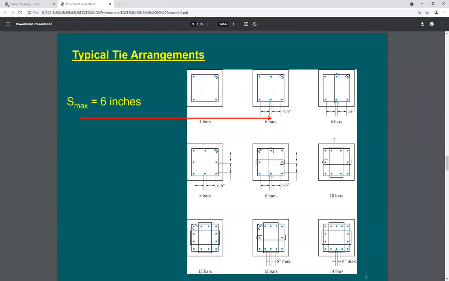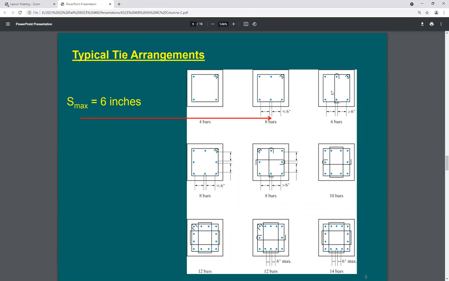So the typical tie arrangement, well, it depends on the column, right? On the column size and number of rebars and this kind of thing. At least when you have a small column, you need to have a bar at each corner of the column. Makes sense. When I have six rebars, the largest clear spacing between two vertical rebars is going to be less than or equal to 6 inches. Which means whenever you have a distance here that's larger than 6 inches, you need to put a rebar. If the distance from here to there is, let's say, 16 inches, what do you need to do? You're going to put a few rebars.